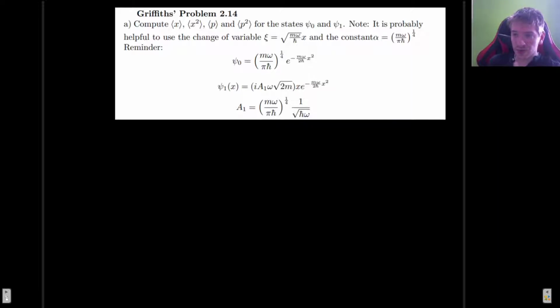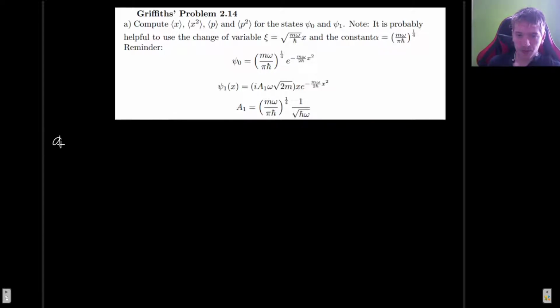And it also says that it's probably helpful to use the change of variable that psi is going to be this right here and introduce a constant alpha, which is that right there. And I just set this little reminder of what each wave function was so that we don't have to go back into our notes and see what it is, because we already derived everything in previous videos.